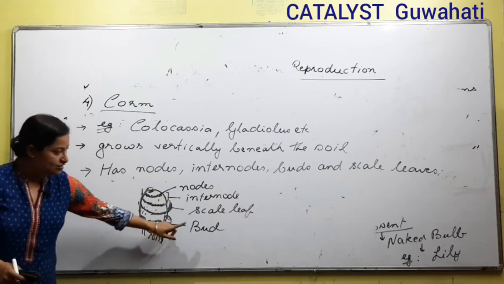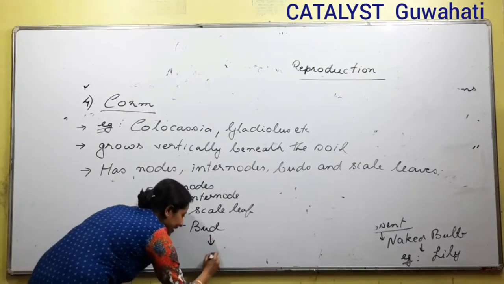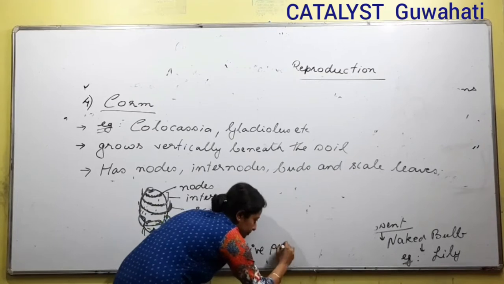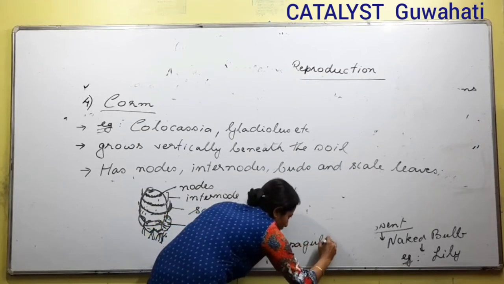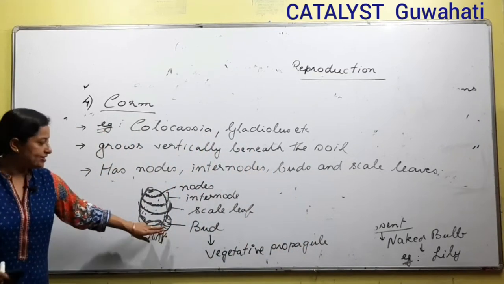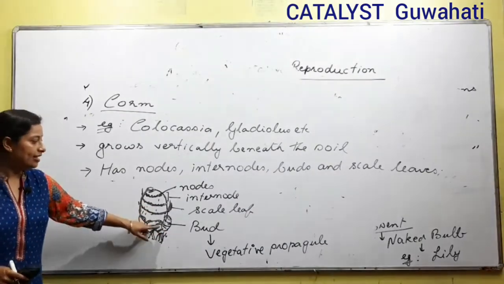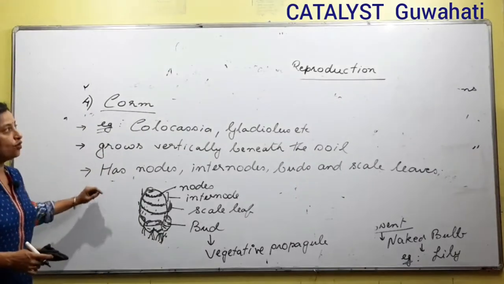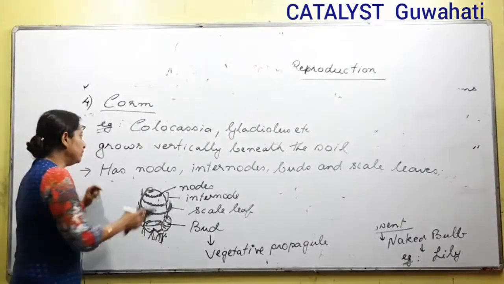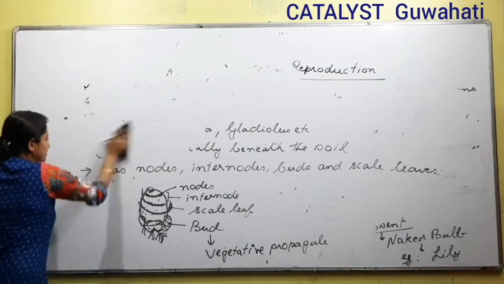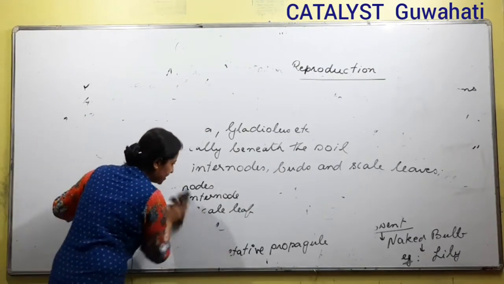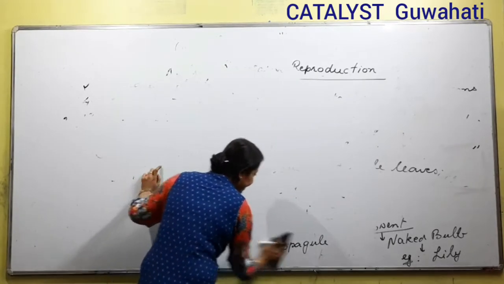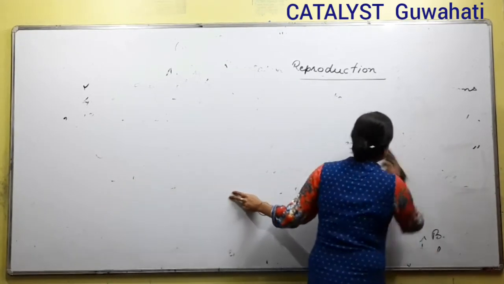You have a bud, and this bud is responsible or acts as a vegetative propagule, or the new plant forms here. Once the bud gets detached from the parent body, it falls to the soil, and then ultimately a new plant is formed. So these four were the examples of underground stem. So we know stem could always act as a means of vegetative reproduction. Stems are of various types. Underground stems again are of four different types.